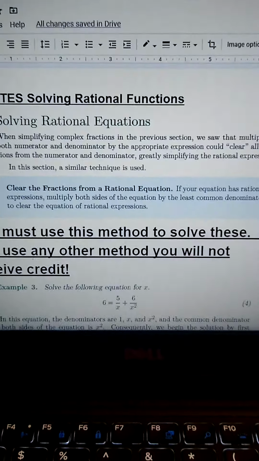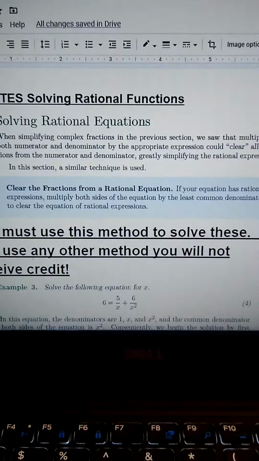So let's start with the first example. We have two today. We're going to be solving an equation like this: 6 equals 5 over x plus 6 over x squared. Now, in order to clear fractions, we have to identify what the common denominator is. Between x and x squared, the common denominator would be x squared. I don't have to count both because this x squared already includes 1x. So this x is already inside of that, so to speak. So I just need to use x squared.